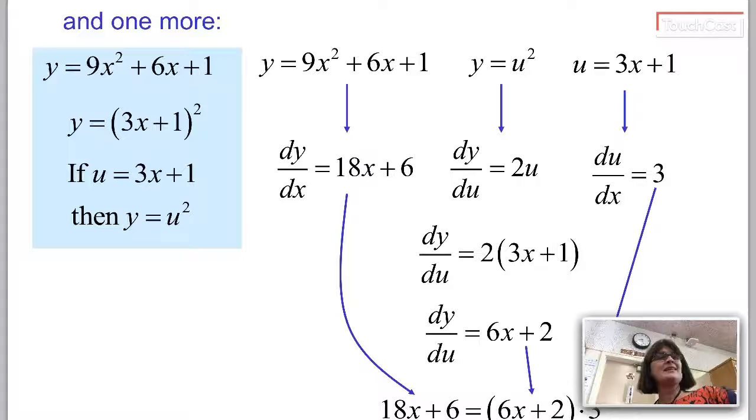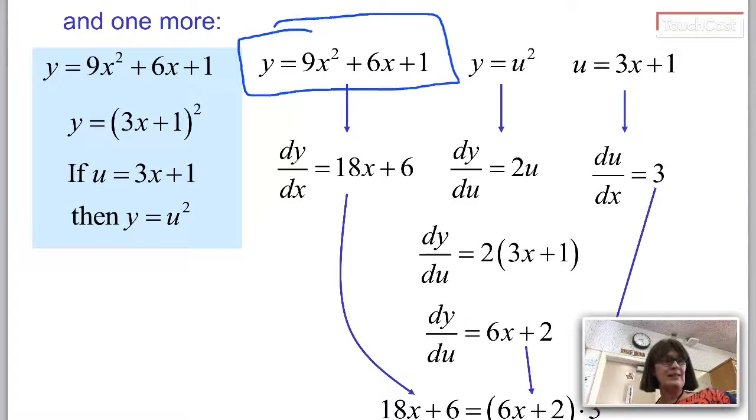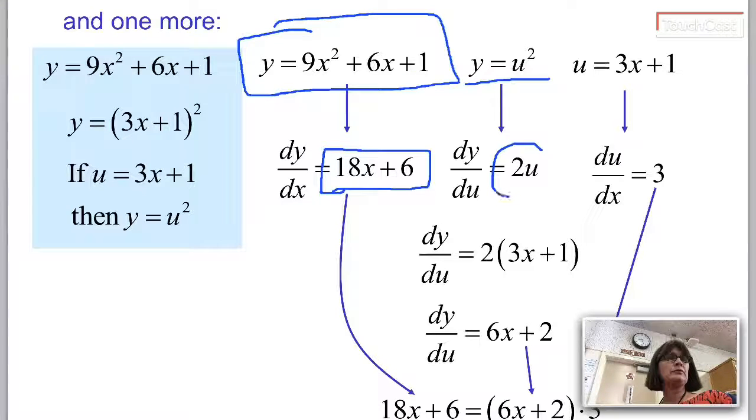So consider finding the derivatives separately. When I have y written as a function of x, which is here, can you find that derivative? Yeah, I hope so. The 2 is going to come down to the front and multiply the 9. So the derivative of 9x squared plus 6x plus 1 is 18x plus 6. What if, instead of using that function, I tried to find the derivatives of those 2 pieces separately? Well, if y is u squared, I can take the derivative of y with respect to u, and I get 2u. If u is 3x plus 1, I can take the derivative of u with respect to x and get 3.